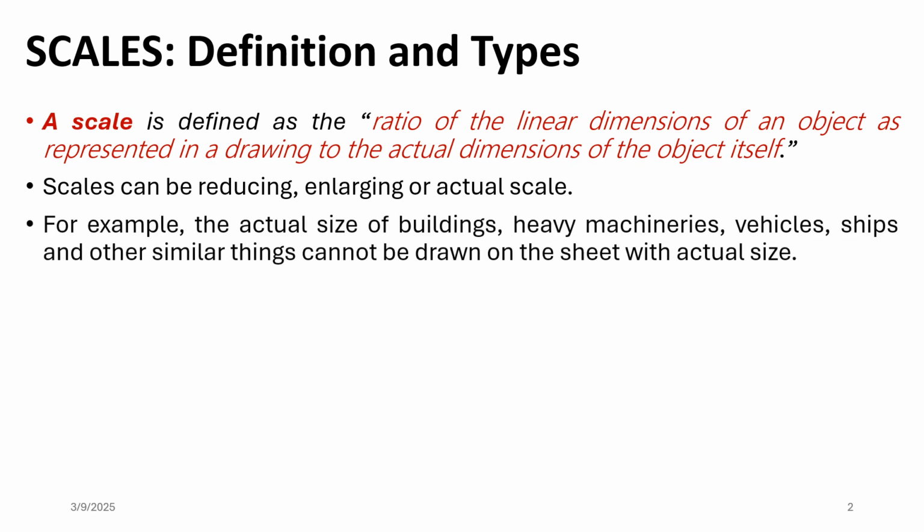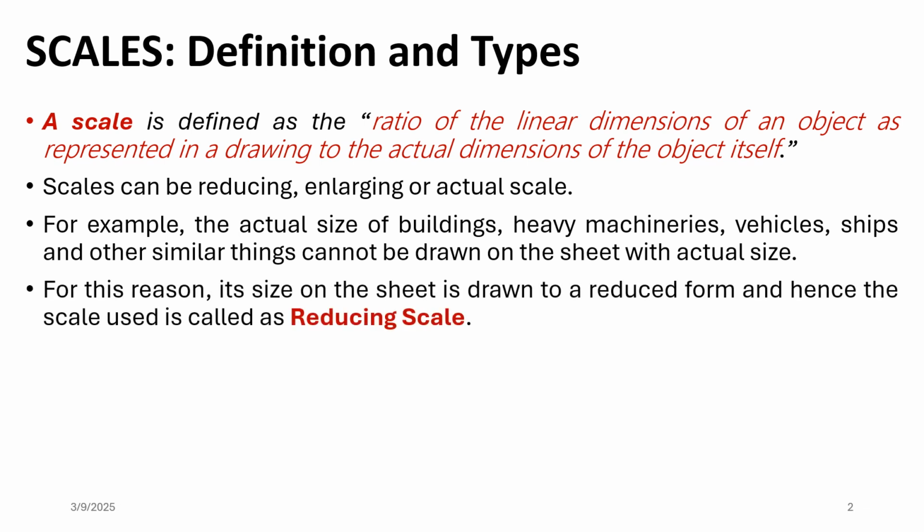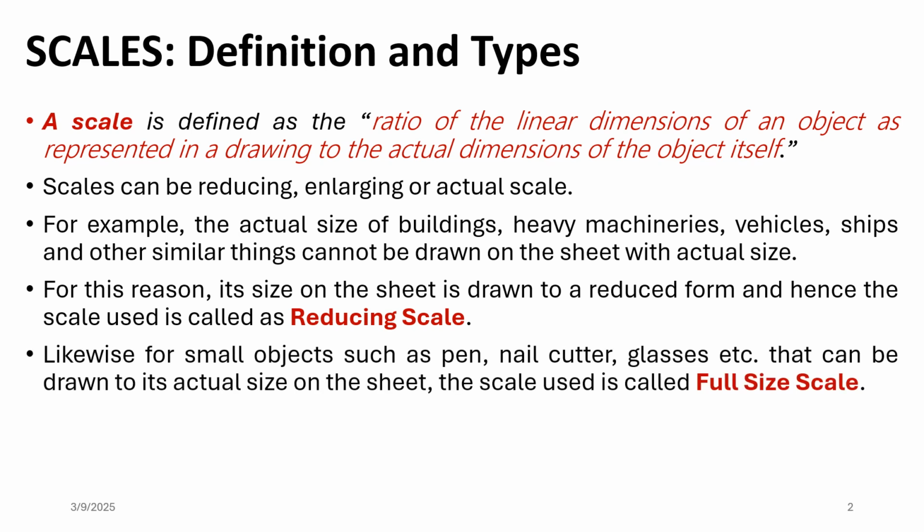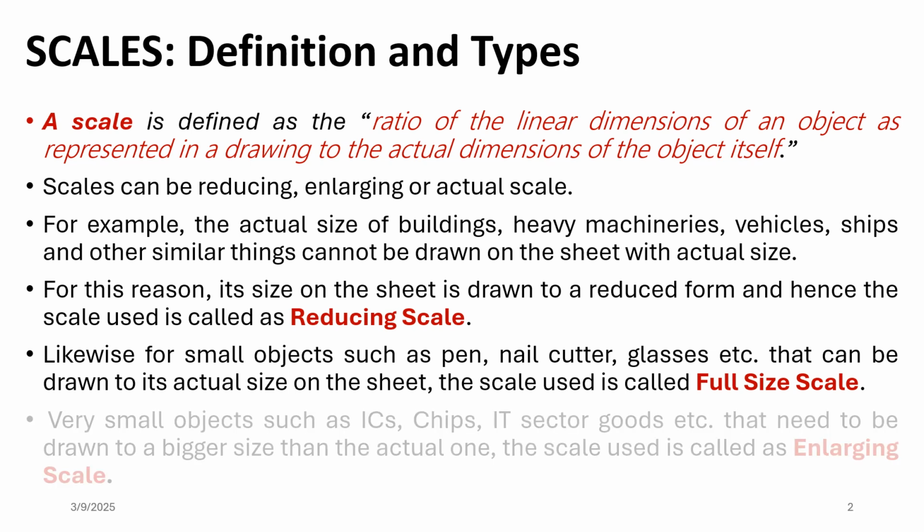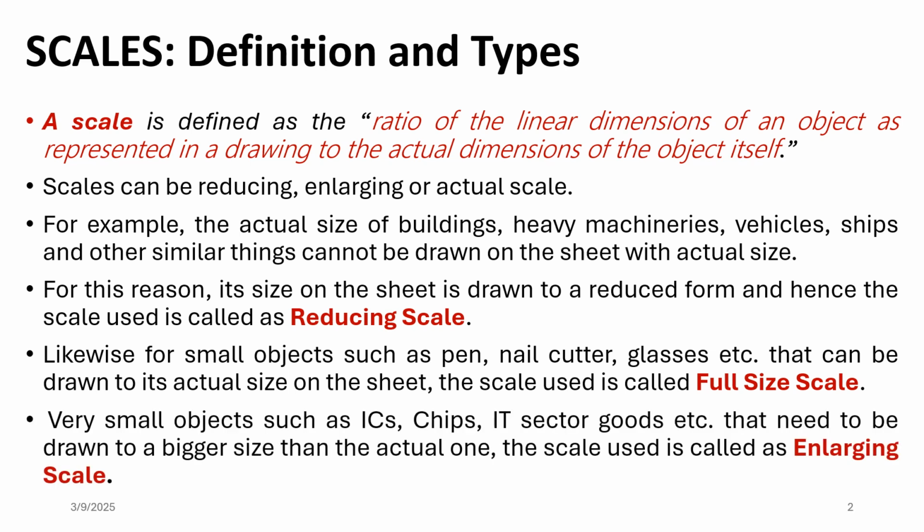For example, the actual size of buildings, heavy machineries, vehicles, ships, and other similar things cannot be drawn on the sheet with actual size. For this reason, its size on the sheet is drawn to a reduced form, and hence the scale used is called a reducing scale. Likewise, small objects such as a pen, nail cutter, glasses, etc., can be drawn to their actual size on the sheet, and the scale used is called full size scale or actual size scale. Then, very small objects such as ICs, chips, IT sector goods, etc., need to be drawn to a bigger size than the actual one, and the scale used is called an enlarging scale.